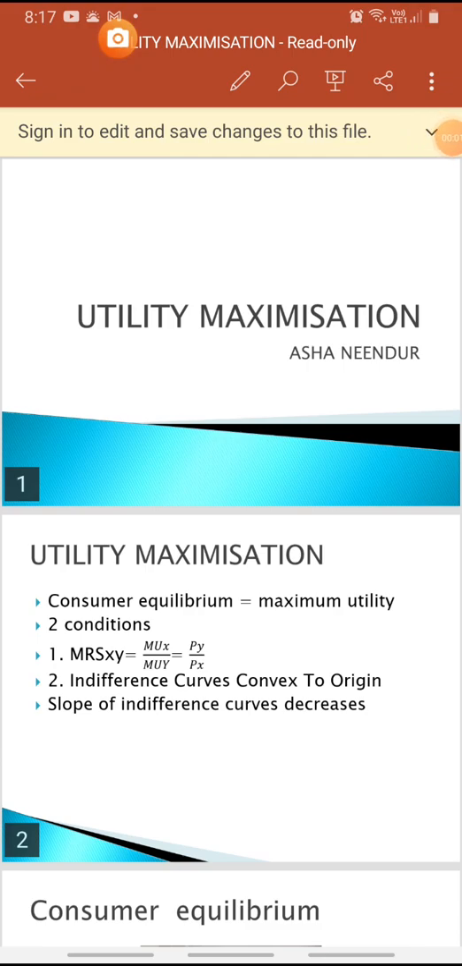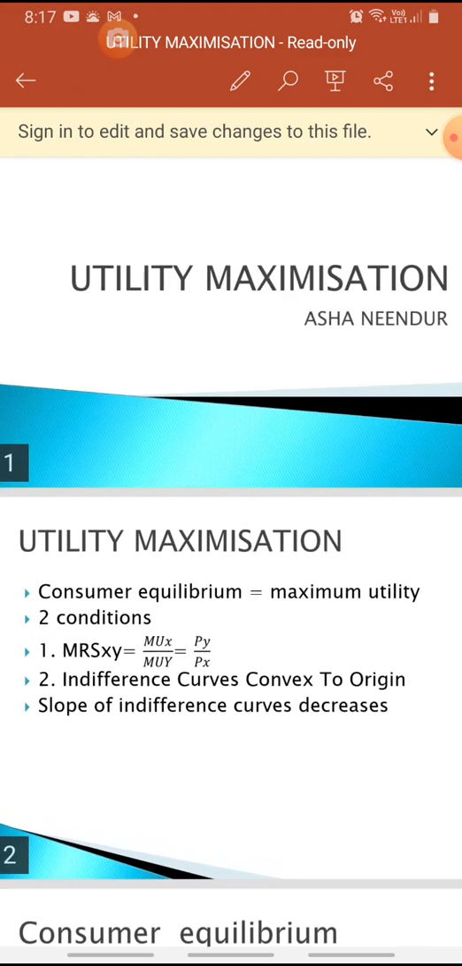Dear students, today we are going to discuss utility maximization under mathematical economics of 6th semester BA economics. Under utility maximization, we have to find consumer equilibrium.